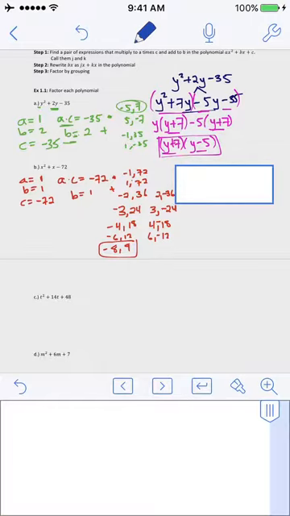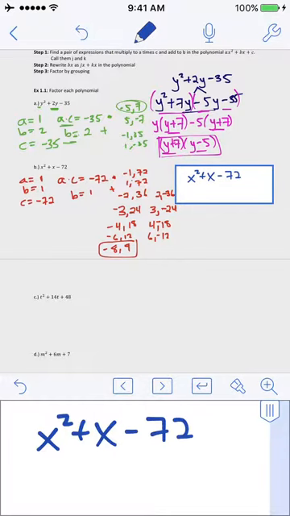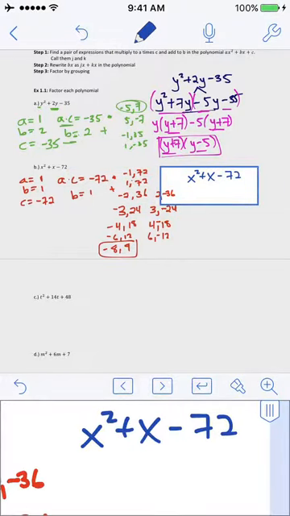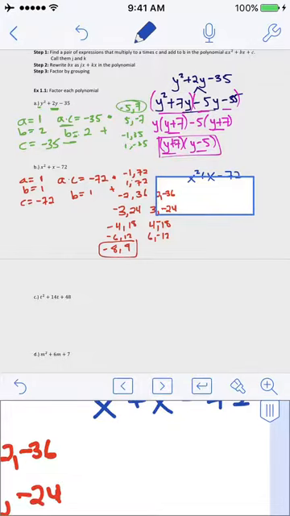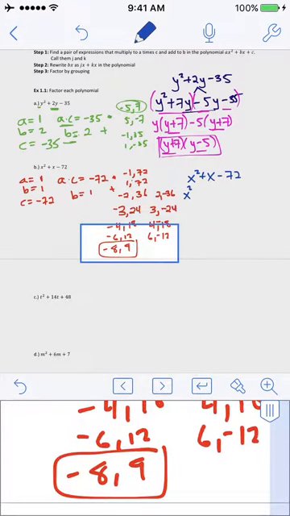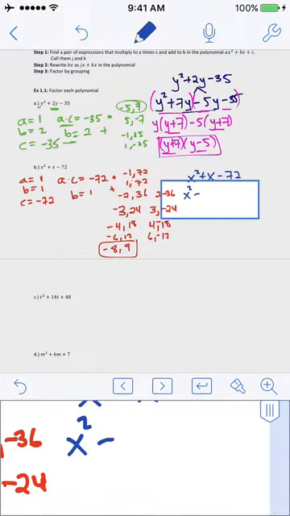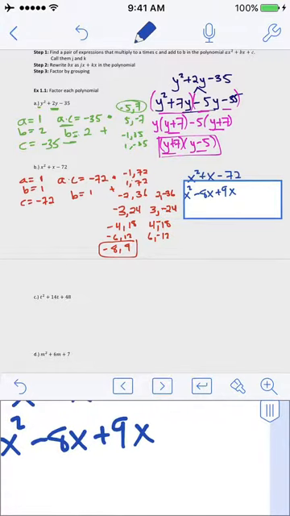I can factor. So start with x squared plus x minus 72, right? And the whole point of playing this game over here was to separate that x into like terms, right? So we've got x squared, that stays the same. Now instead of x, I have negative 8x and 9x. So those two numbers become my middle terms. And then still minus 72.